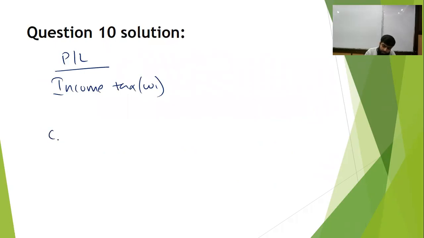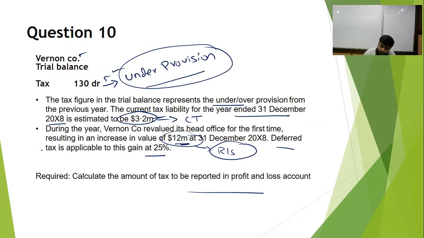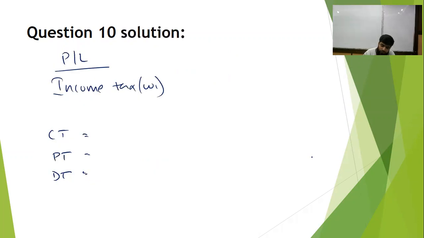Number one, the current tax, the prior tax, and the deferred tax. Current tax. Now, what is the current tax? The current tax, which is already given in the question, is 3.2 million. That is 3,200.